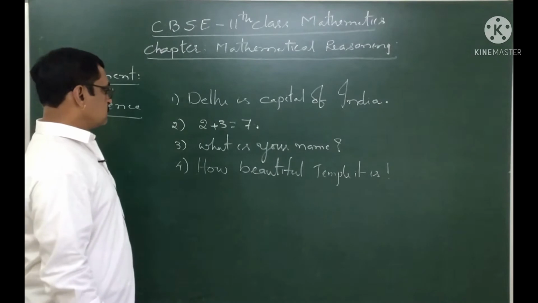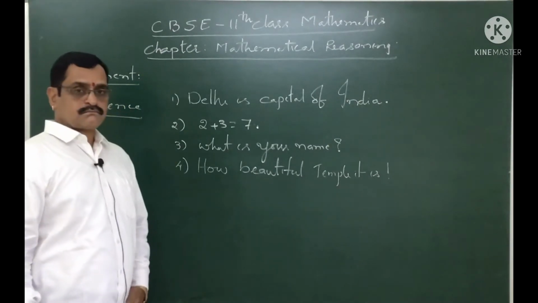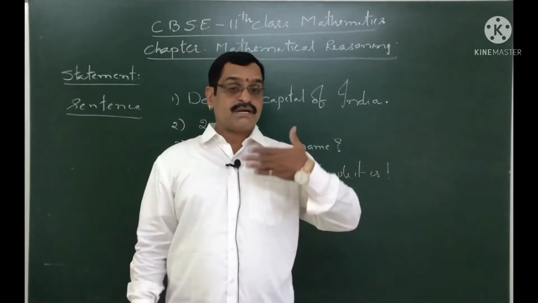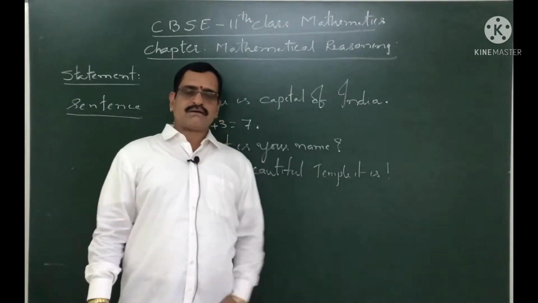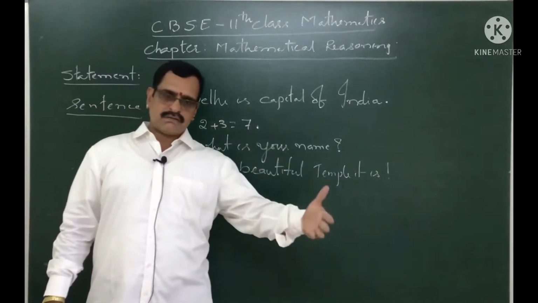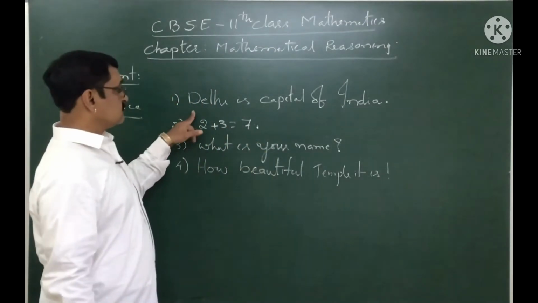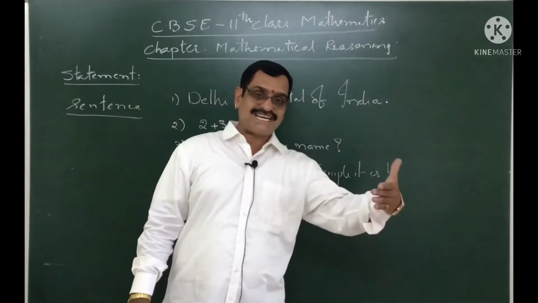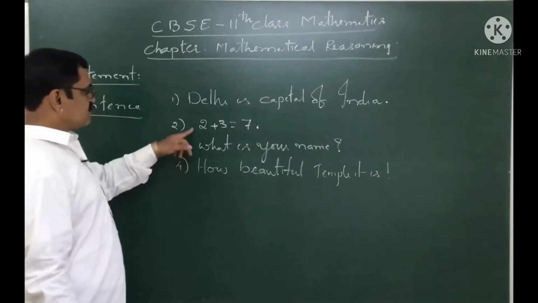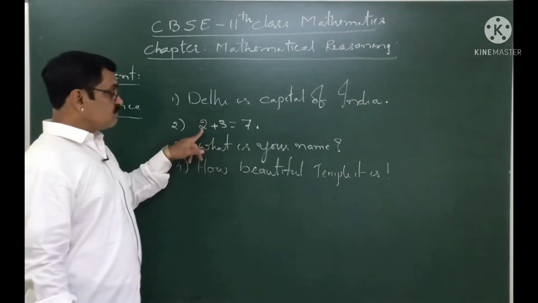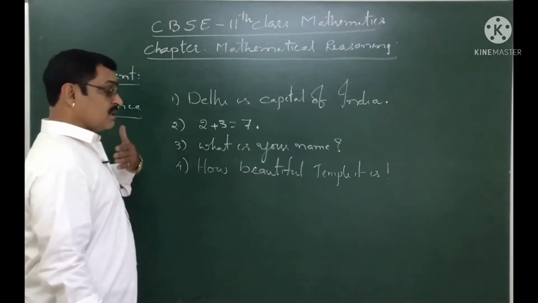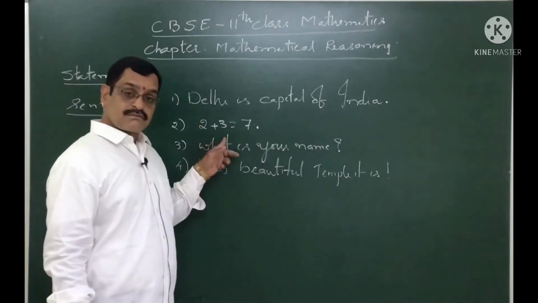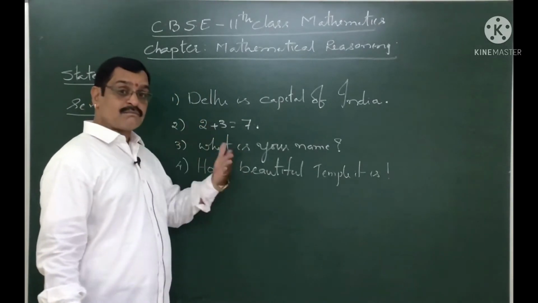Now, if you observe one by one, Delhi is the capital of India. It is a declaration. I am declaring that Delhi is the capital of India. Is it true? Yes. Since Delhi is the capital of India, it is a true declarative sentence. Whereas 2 plus 3 is equal to 7 is also declarative. I am declaring that 2 plus 3 is equal to 7. Of course, it is false.